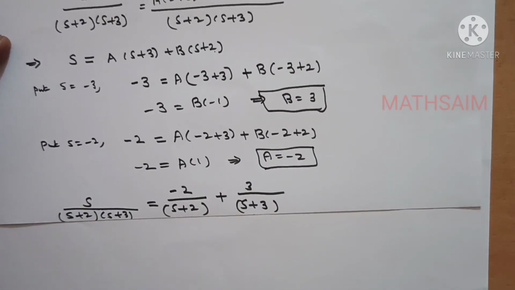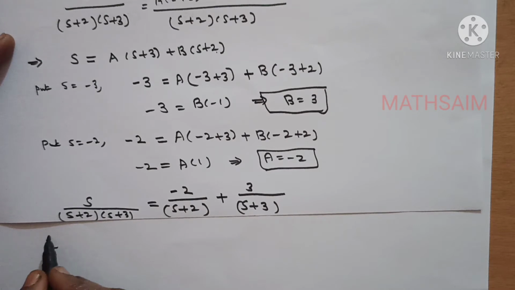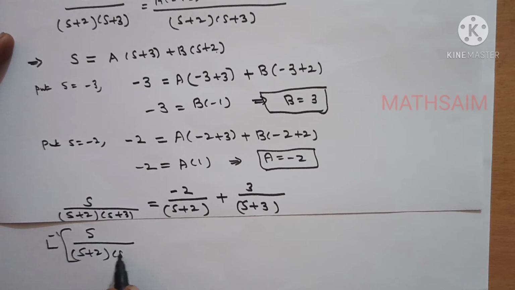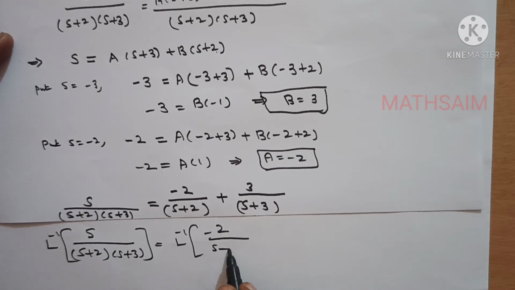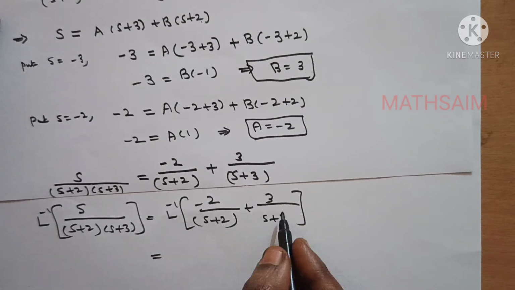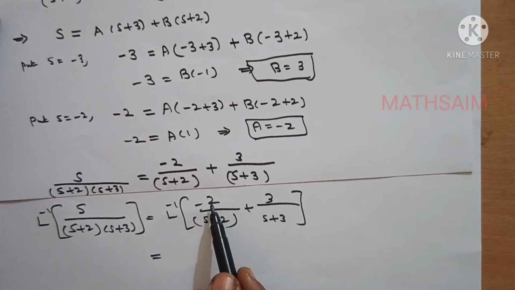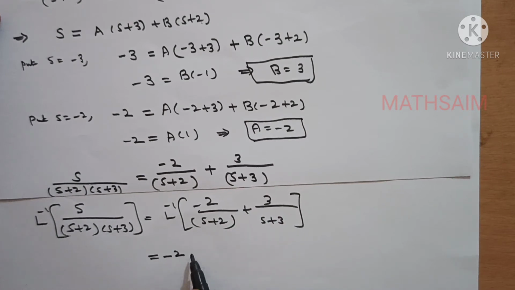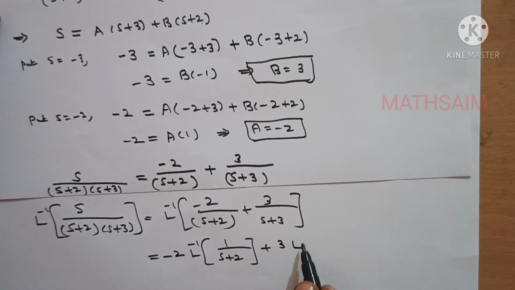Now what do you have to do? We have to apply the inverse transformation, that is the only problem. So L inverse of s by (s plus 2) into (s plus 3) is equal to L inverse of minus 2 by (s plus 2) plus 3 by (s plus 3). Now use the linear property, you can split this and also take the constants outside. So this will be minus 2 into L inverse of 1 by (s plus 2) plus 3 into L inverse of 1 by (s plus 3).